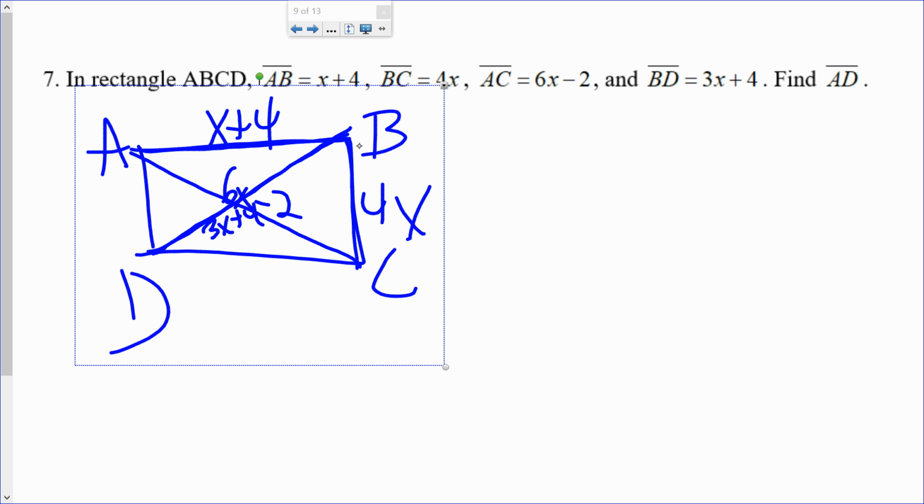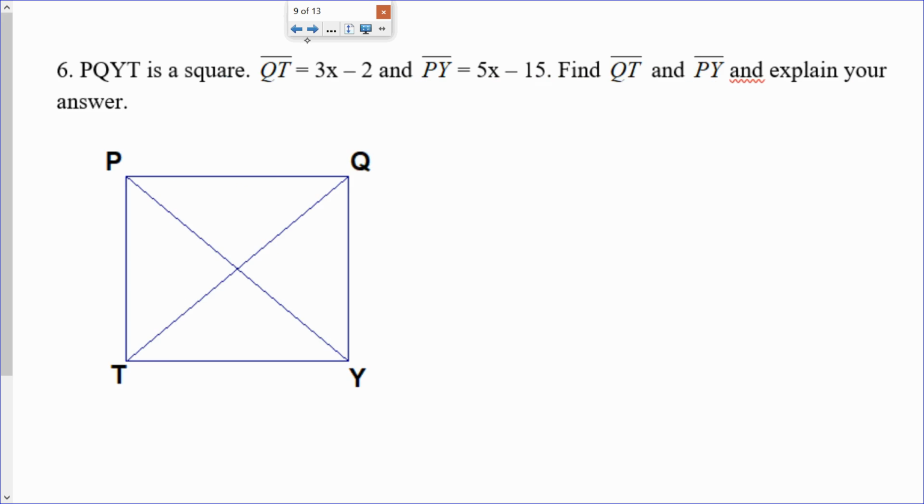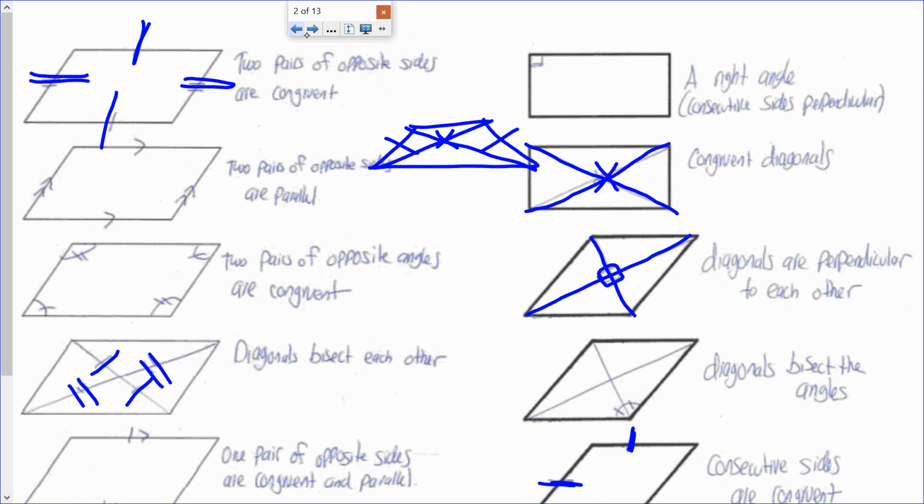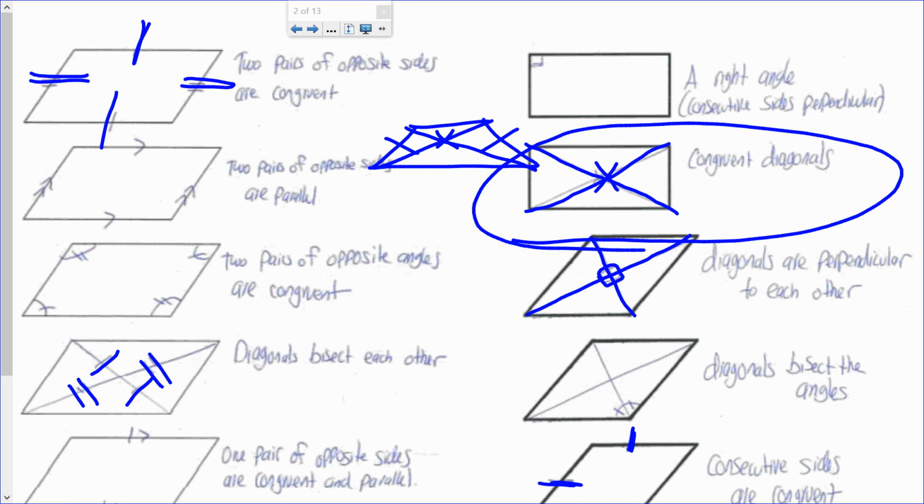Well, in a rectangle, is there a relationship between the consecutive sides as far as the measurements go? Are consecutive sides congruent in a rectangle? No. How about diagonals? Do we know anything about the diagonals being congruent in a rectangle? Well, if I look back here, boom, here it is. A rectangle has congruent diagonals.